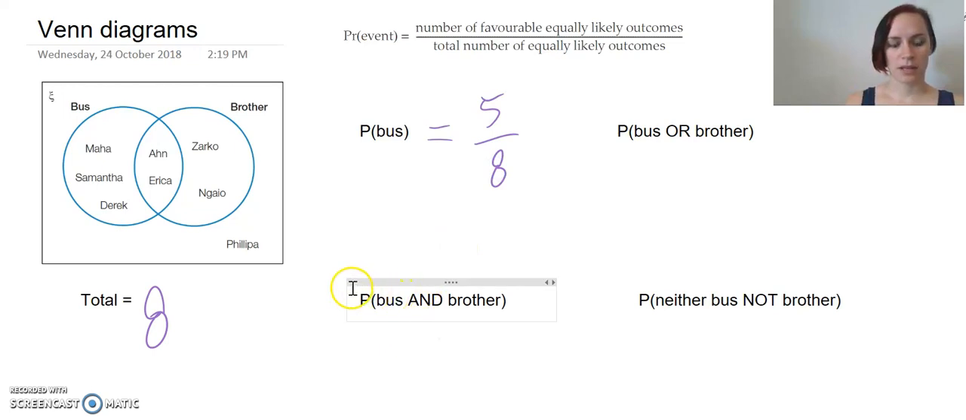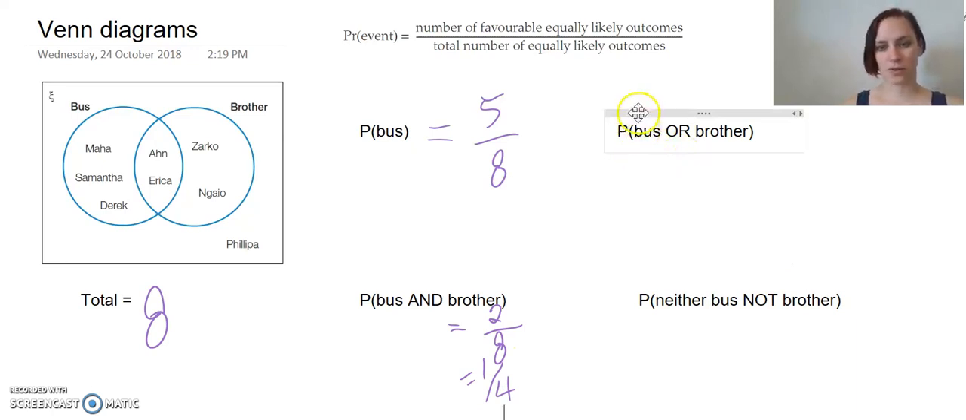Okay, what about if we're looking at the people who catch the bus and they have a brother? So they have to fit into both categories. And that's an important word to say, both categories, in this case. So they have to catch the bus and have a brother. In the intersection, where those two circles meet, where Anne and Erica are sitting, they are the 2 people in that category. So we have 2 out of 8, which simplifies down to 1 out of 4.